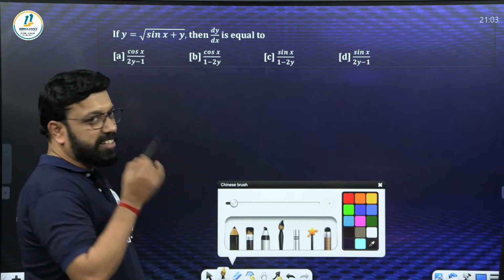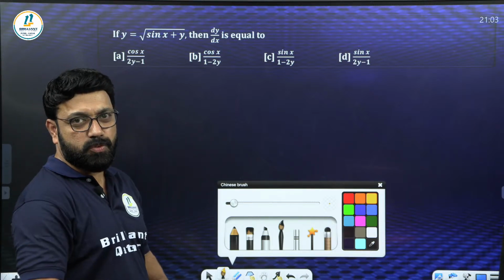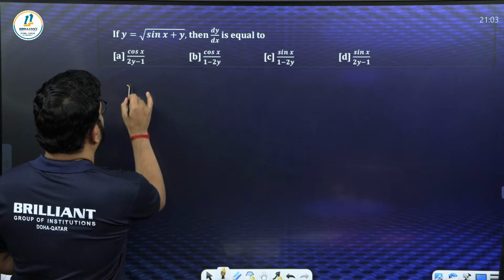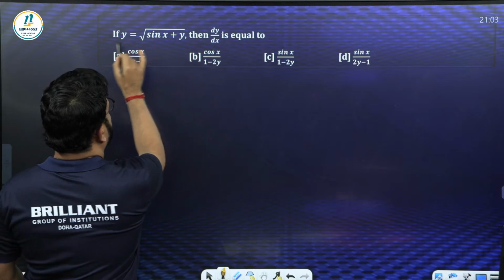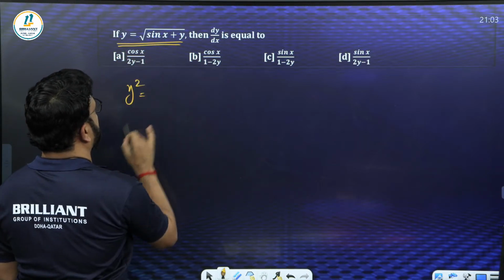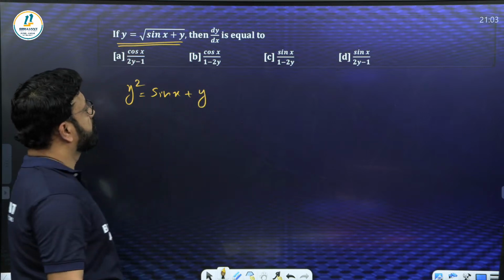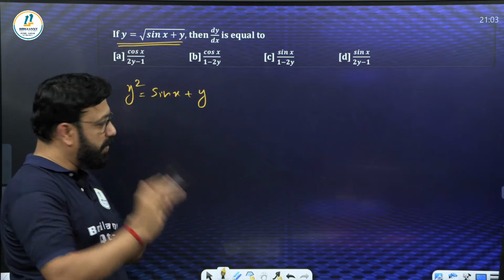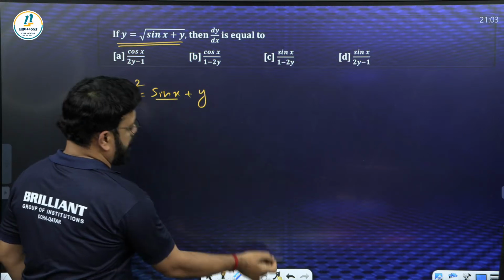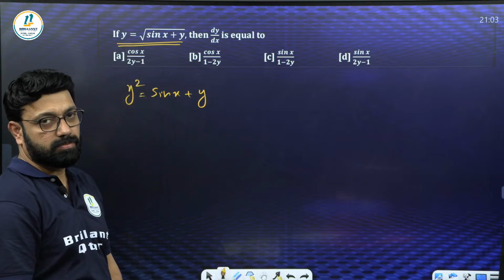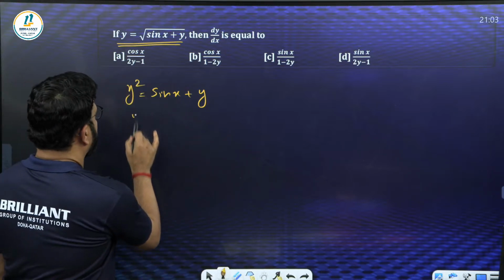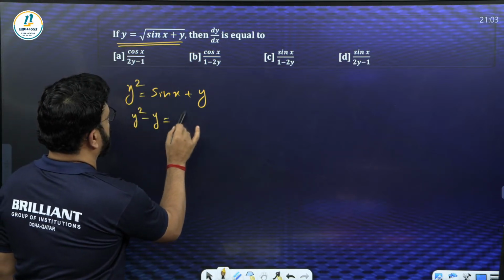If I explain this question, the next question you will get the idea directly within seconds. So y equals root of sin x plus y. I am taking squaring on both sides: y squared equals sin x plus y. Not sin of x plus y; sin x separately, y separate. So y square minus y equals sin x.